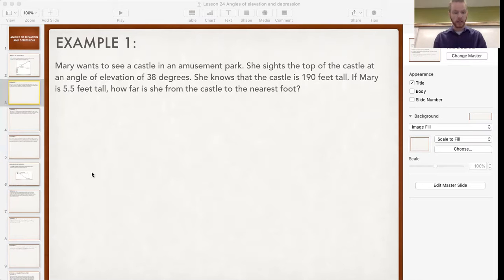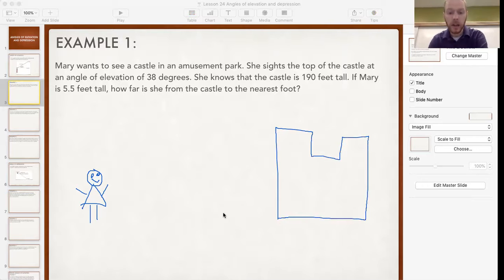If you like to draw, then this is your lesson. So here's Mary. There she is. Happy to be in the amusement park. We'll put her eyes here. There we go, with a smile. Over here, I got my castle.